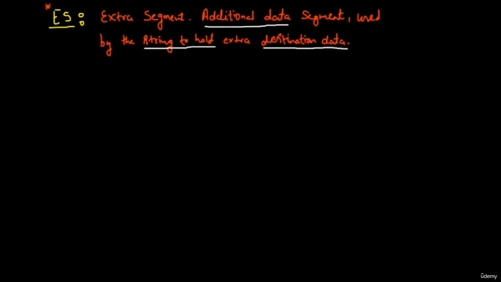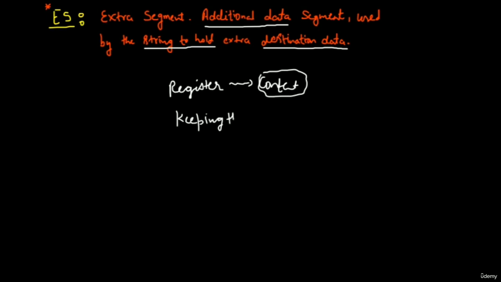Okay, so what does it actually mean? It is the additional data. That is the keyword here. By the string to hold extra destination data. I'm not mentioning the register thing again and again, but you surely know that these are registers having the content page. So what does the content page mean? It is keeping the address.